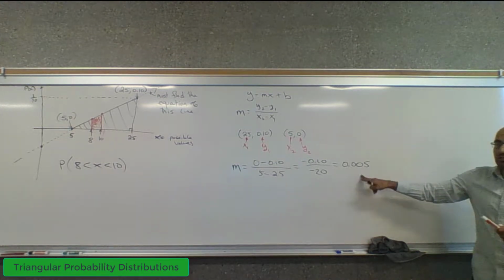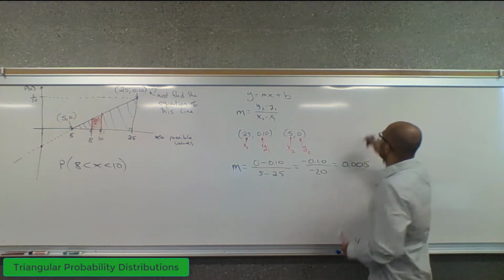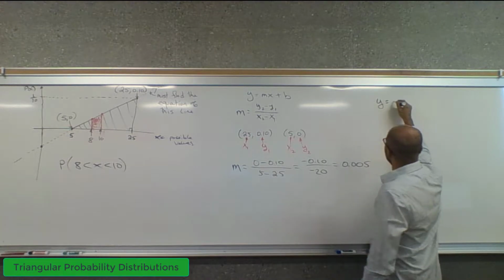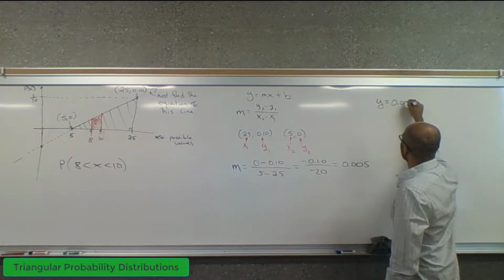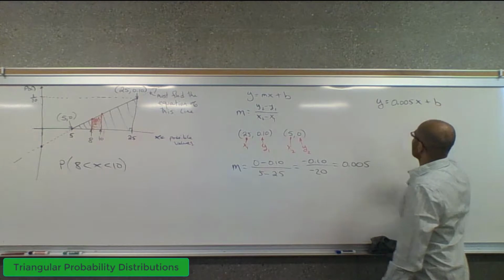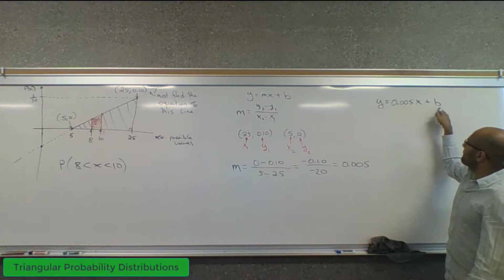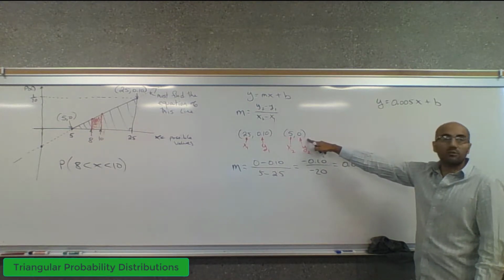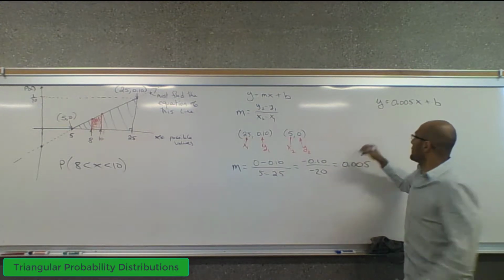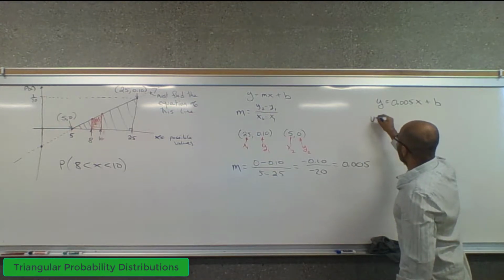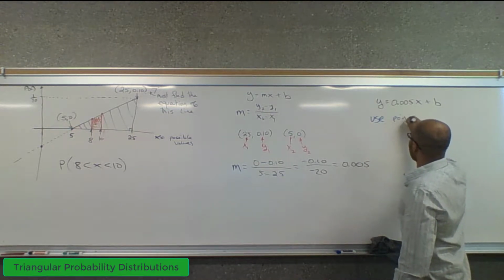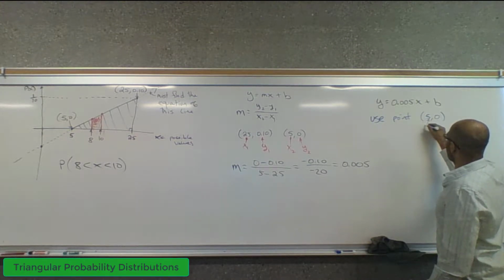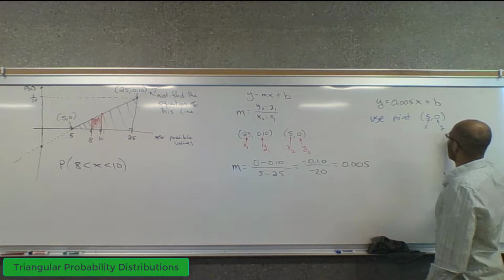Okay, so now that I have the slope, I've got to find the y-intercept. So I'm going to go back to my equation of y equals mx plus b, but now I have the m: 0.005x plus b. Now I've got to find b, and I'm going to use one of those points. I can use either one, but this one seems a little easier because I've got a 0 in there. So this is my choice of x, and this is my resulting y.